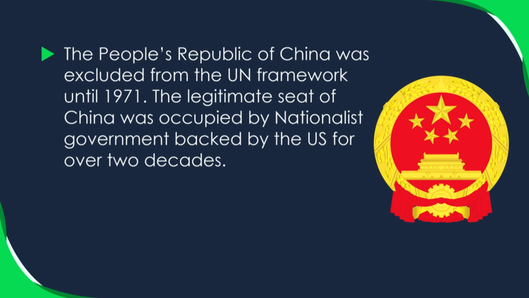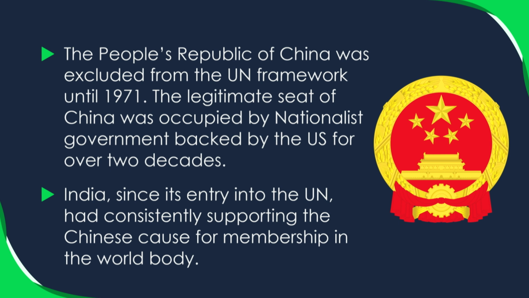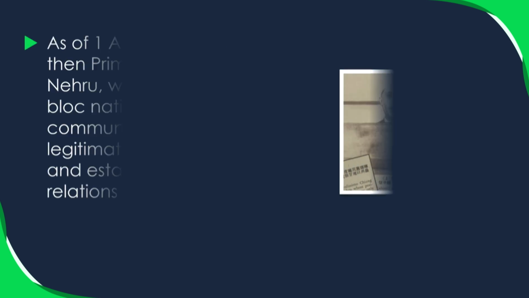The People's Republic of China was excluded from the UN framework until 1971. The legitimate seat of China was occupied by the nationalist government backed by the US for over two decades. India, since its entry into the United Nations, had consistently supported the Chinese cause for membership in the world body.